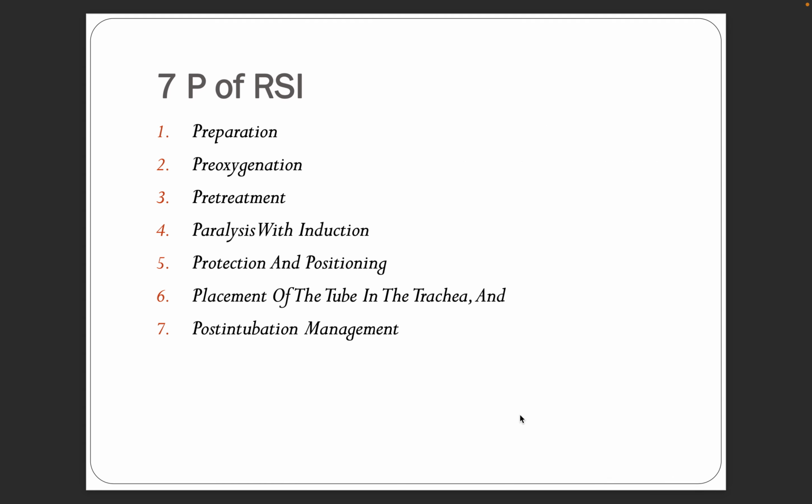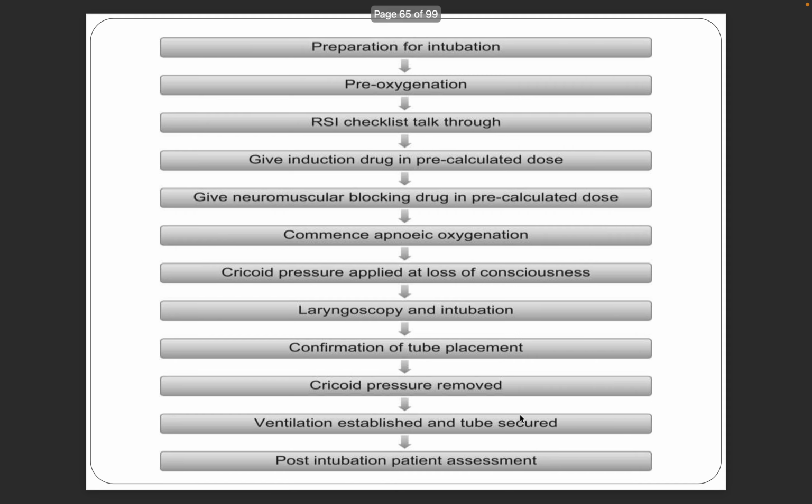So there is a 7P approach for RSI, and it starts with preparation, pre-oxygenation, pre-treatment, paralysis with induction, protection and positioning, placement of the tube in the trachea, and post-intubation management. So these are the 7 P's which form the mainstay for RSI.